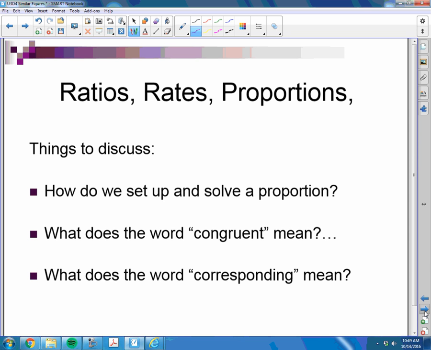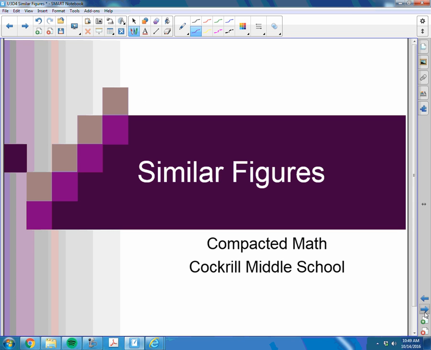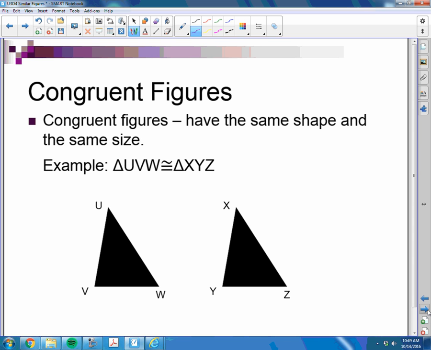Now, that figures into what we're going to do today, because we're going to learn about what are called similar figures and how it relates to what we're talking about with proportional reasoning. What we first have to understand is that if we have congruent figures, then we have figures that are exactly the same shape and exactly the same size.